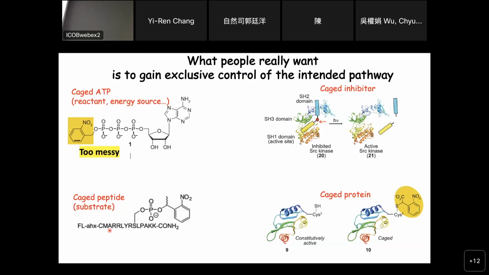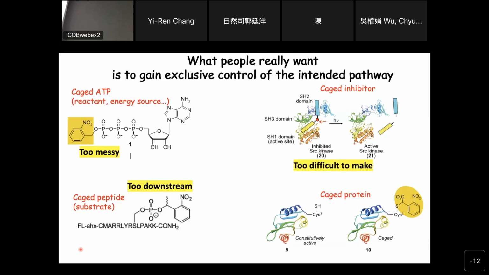How about caging the substrate? Well, a caged substrate is too downstream, because unless your substrate has a further biological function, you cannot use the caged substrate to control the upstream enzyme, to control the signal transduction pathway or whatever pathway you want to control. Then chemists started thinking, maybe we can do a caged inhibitor, because an inhibitor is very specific towards a certain enzyme, right? If we can use a caged inhibitor, we can stop the enzyme activity until the moment we photolytically destroy the inhibitor. That is very good thinking, but it's very difficult to make.